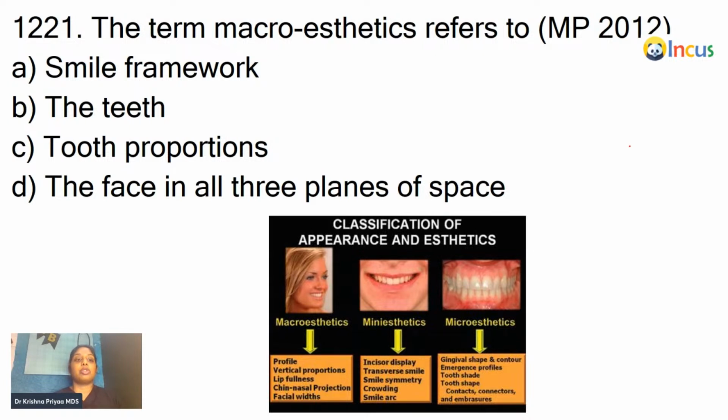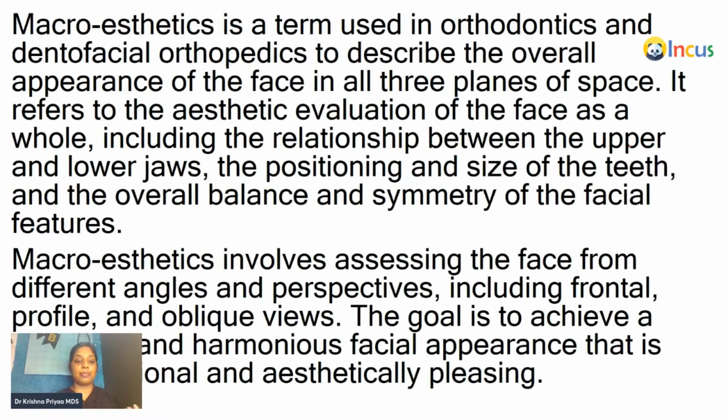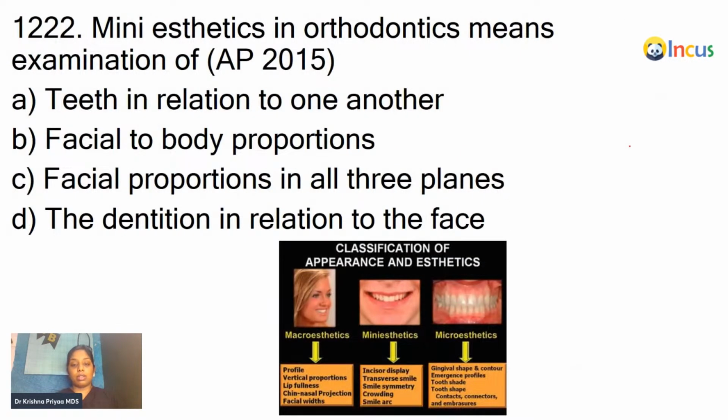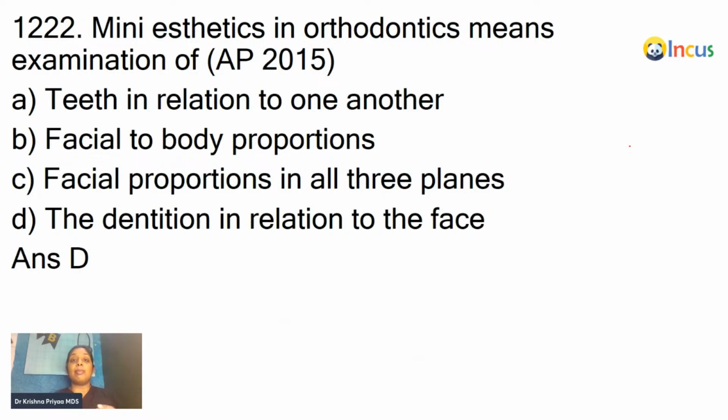The term macro aesthetics refers to smile framework, the teeth, tooth proportion, the face in all three planes of space. So the answer would be face in all three planes of space. We'll discuss this thing. Mini aesthetics in orthodontics means what? So mini aesthetics is, as we already discussed, teeth in relation to one another, facial to body proportions, facial proportions in all three planes, the dentition in relation to face. So the answer would be the dentition in relation to face, because we are not only concentrating on the teeth alone, that is micro aesthetics. On face alone will be macro aesthetics. A combination of these two, that is the lower tooth to the face, will be considered as mini aesthetics.